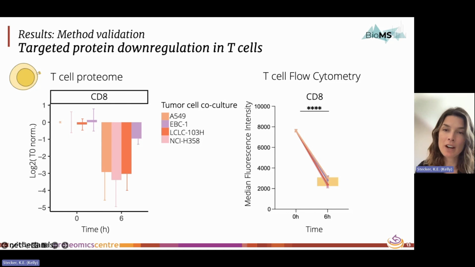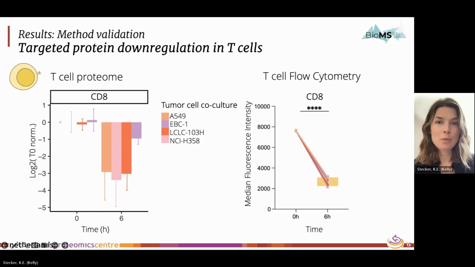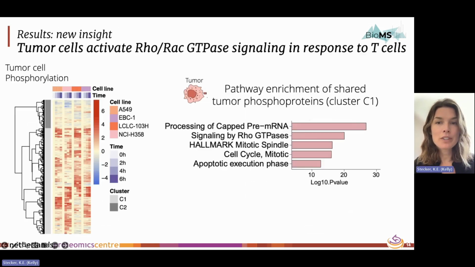And what we can see in our HiSeq data, which I'm showing on the left, is that after 6 hours, we see significant downregulation of CD8 protein in T cells across all of our co-culture conditions. And we validated this downregulation using flow cytometry, so a completely different method. So this, again, shows that we can extract known events with quantitative accuracy in this co-culture system with our HiSeq method.